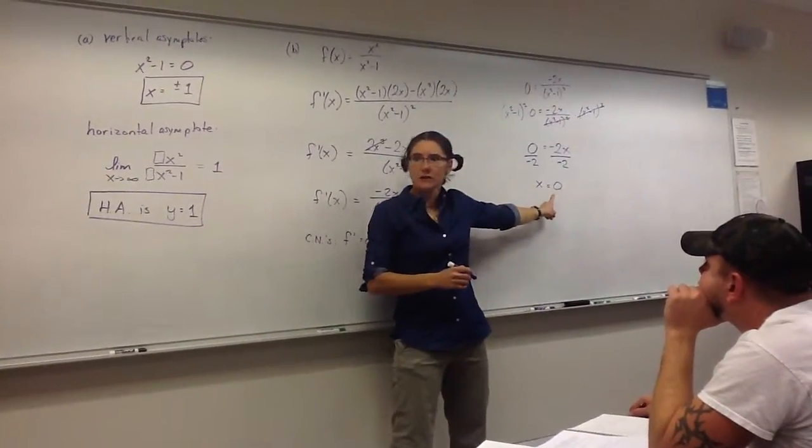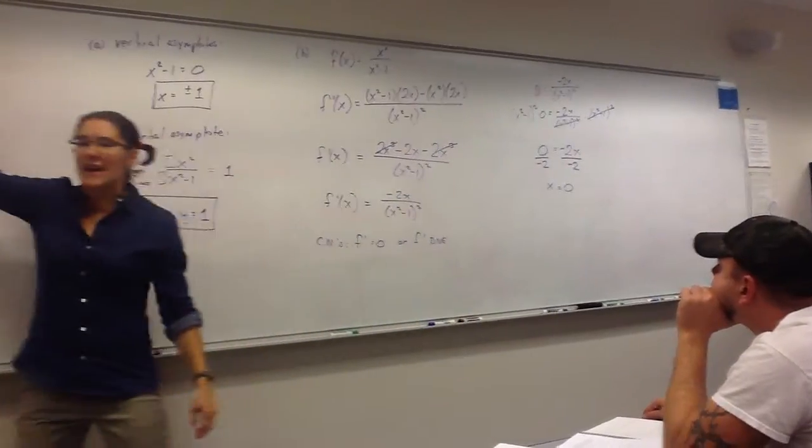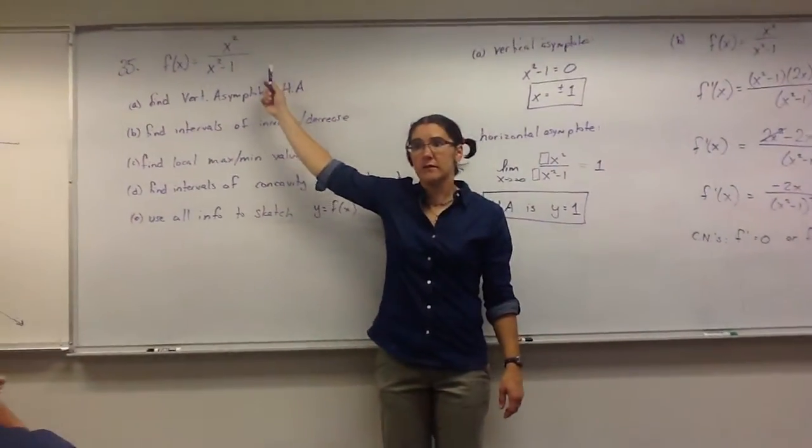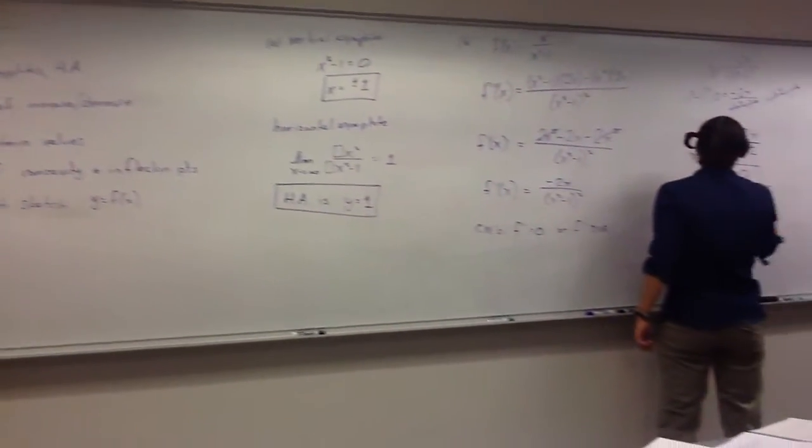So when x is equal to 0, our original function has a flat spot. Okay. This is one of our critical numbers.